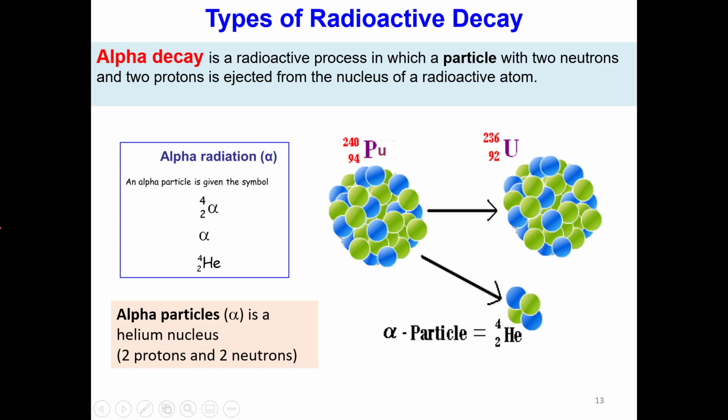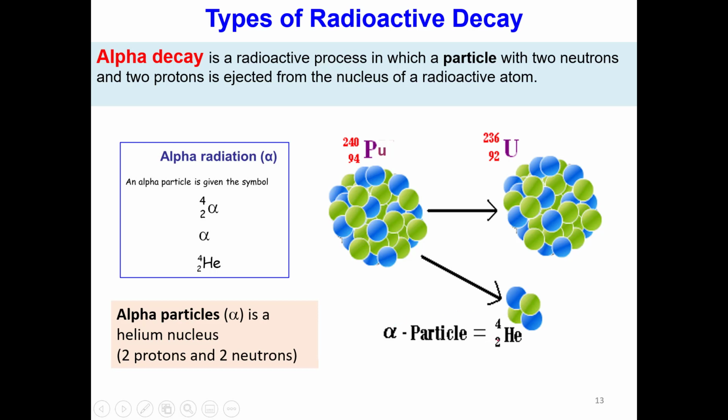What happens is we have this nucleus which is unstable, with many protons and many neutrons. To be more stable, this nucleus ejects the alpha particle. The alpha particle is just 2 protons and 2 neutrons. Now we will see why we can express the symbol of the alpha particle like that.